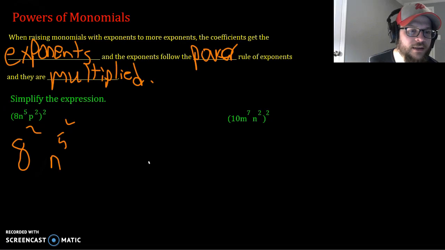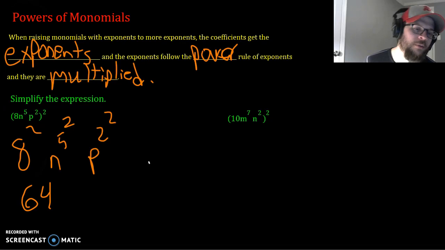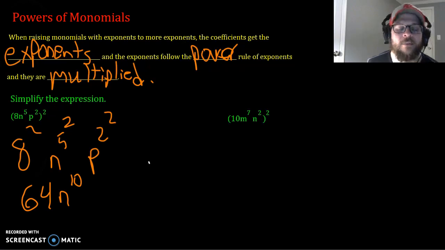This n to the fifth gets squared. And this p squared gets squared. So your 8 squared becomes 64. Whenever you have a power raised to another power, you're just multiplying your exponents together. So 5 times 2 is 10. And p squared, 2 times 2 is 4.